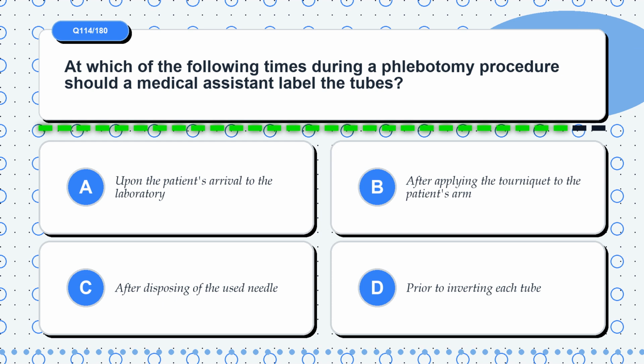Question 114. At which of the following times during a phlebotomy procedure should a medical assistant label the tubes? Here are the options. Option A. Upon the patient's arrival to the laboratory. Option B. After applying the tourniquet to the patient's arm. Option C. After disposing of the used needle. Option D. Prior to inverting each tube.